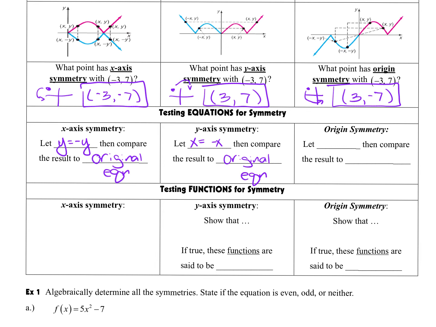If the original equation and what we get after we do the substitution is the same, then we would say that the equation has y-axis symmetry. Lastly, if we want to test symmetry with respect to origin, now we're going to do both. Just like we did both up here, we're going to do both on our equation. We're going to let x equal negative x, and we're going to let y equal negative y, and then compare the result to the original equation.